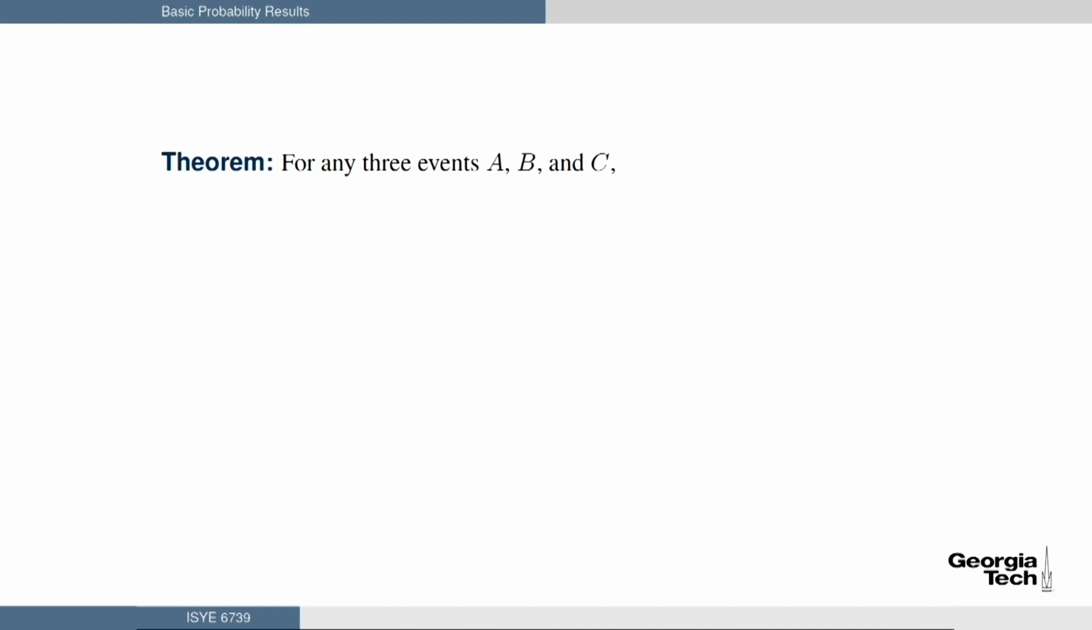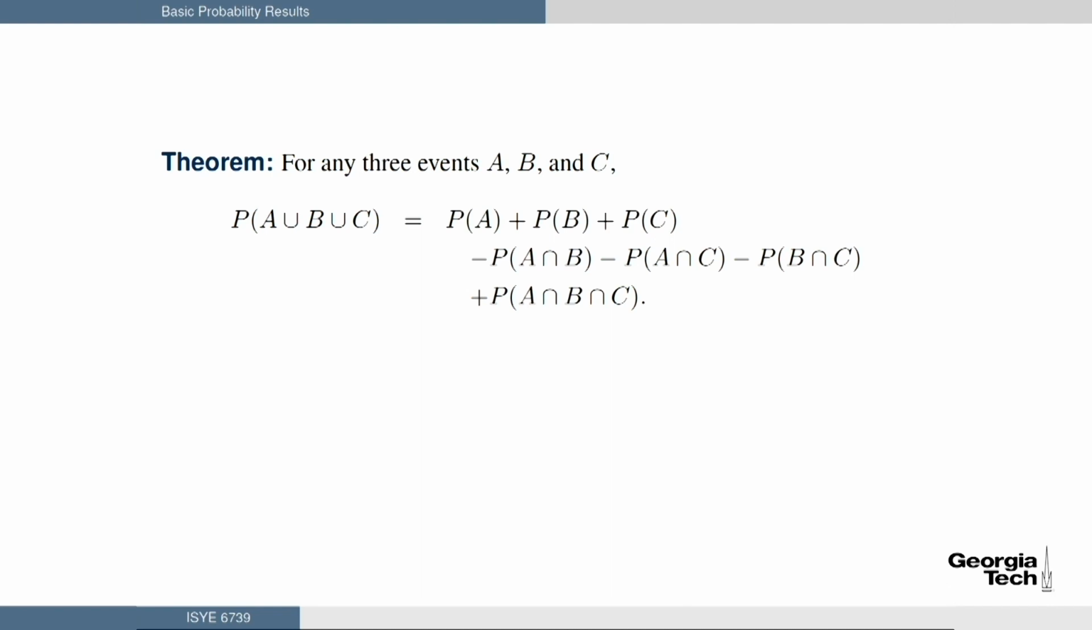Now I'm going to look at three events, A, B, and C, because two is wussy. So the probability of A or B or C equals the following mess: P of A plus P of B plus P of C, minus all the possible intersections of two things, plus all the intersections, there's just one of them, of three things. So this is very interesting. I add up all the single probabilities, subtract off all the double probabilities, and add up the triple probability, there's only one.